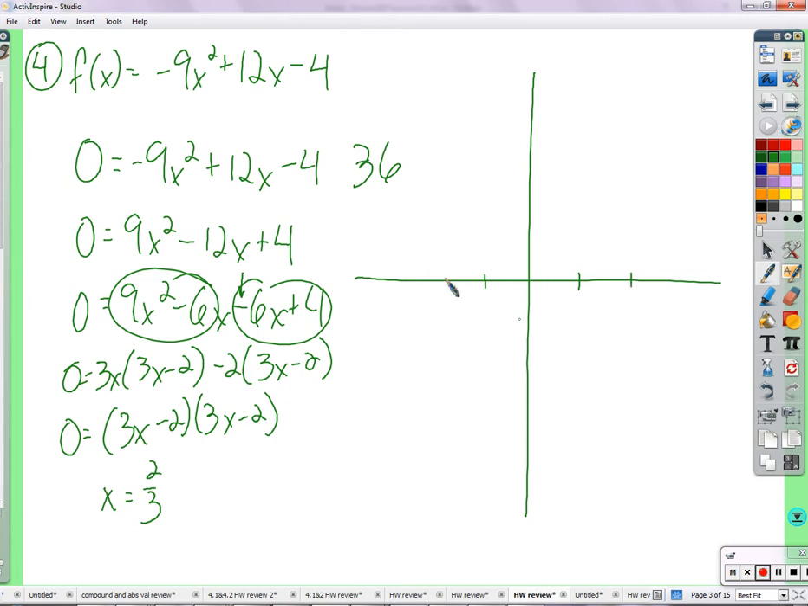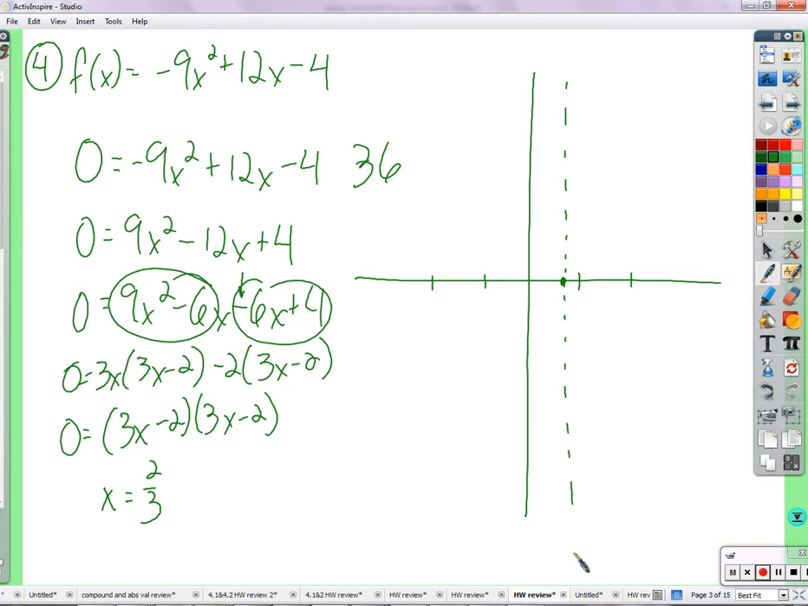Big scale here. So 2 thirds right there. That's the only x-intercept. Does that mean that this is some straight line or something? No, that's just where the vertex is. So that's our line of symmetry. Now we need a couple more points.